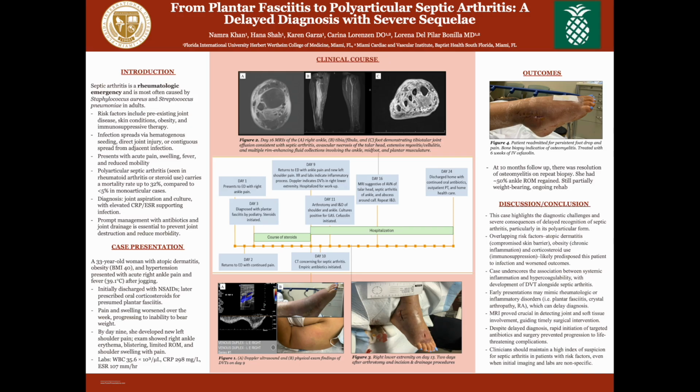By day 9, she developed new left shoulder pain, and physical exam showed right ankle erythema, blistering, limited range of motion, and shoulder swelling with pain. Labs were conducted. She had elevated white blood cell counts, a CRP of nearly 300, and an ESR of over 100, which are both elevated.